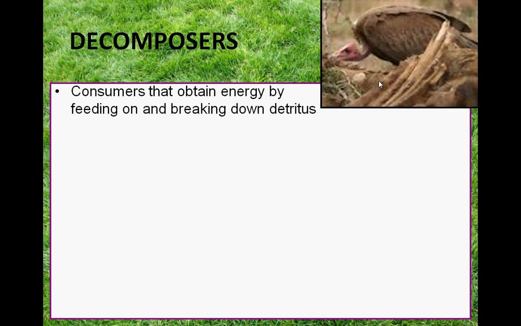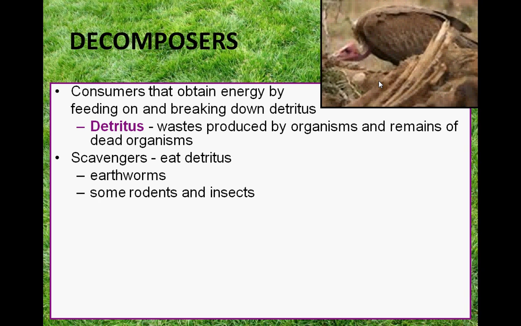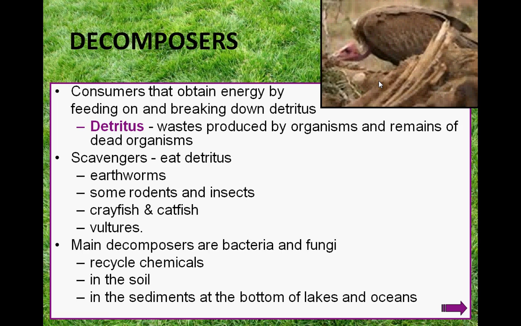We mentioned decomposers a couple of seconds ago. Those are things that break down what we call detritus, which is waste or remains of dead organisms. And things that eat that are called detritus organisms. Sometimes you might hear them called scavengers. Examples are earthworms, rodents, insects, and crayfish. The one you're probably familiar with is vultures. The main things that do decomposing are bacteria and fungi. So when some animal dies in the woods, it's going to be broken down mainly by bacteria or fungi, and they take those chemicals and recycle them back into the soil.